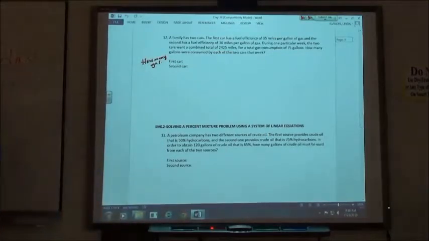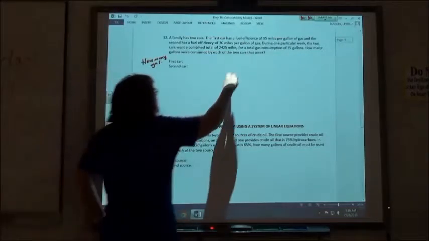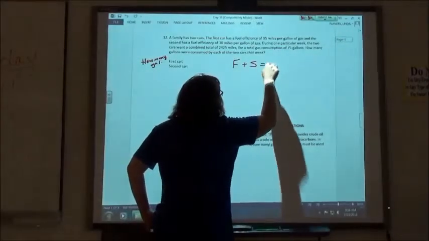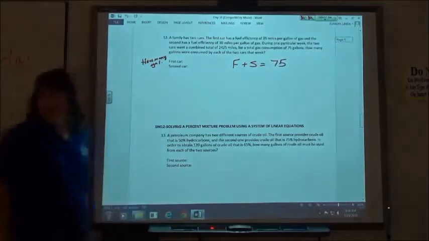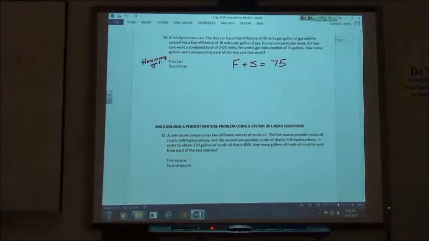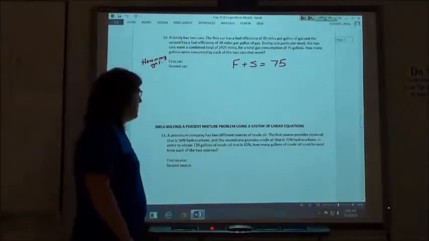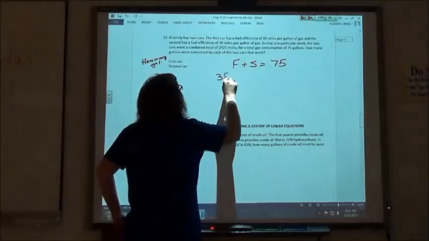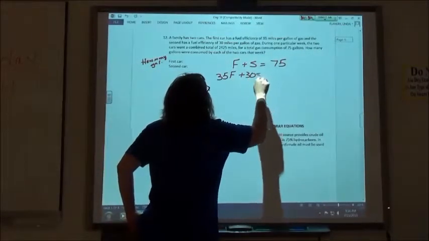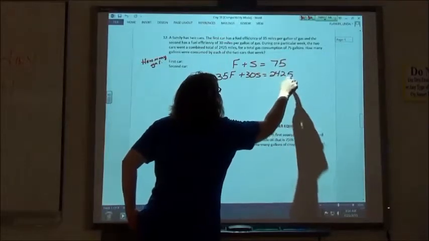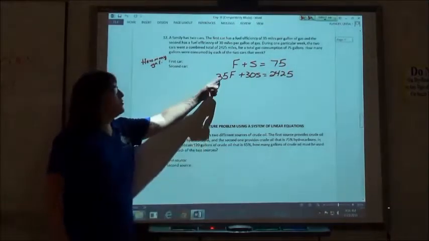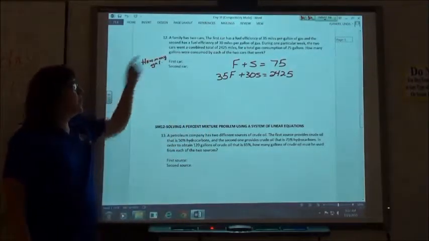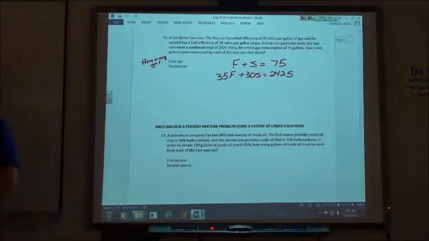So if my question is how many gallons were consumed by each of the 2 cars, what could I have for my first equation? F plus S equals 75. First car's number of gallons plus the second car's number of gallons is the total of 75 gallons. It said there, right? My second equation, what would my second equation be? 35F plus 30S equals 2,425. So if this car goes 35 miles a gallon and it used F gallons of gas, that would tell me how many miles I drove that car, right?